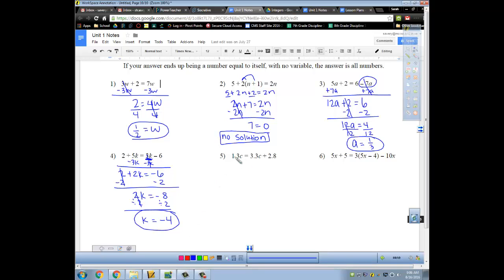Number 5, if I move this 1.3 over, then there's nothing on the left, which means I have to move the 3.3 over. So I'm going to subtract both sides by 3.3c. 1.3c minus 3.3c is negative 2c equals, this cancels. Then we have 2.8 on the right. Divide both sides by -2 to get c equals 2.8 divided by -2, which is -1.4.